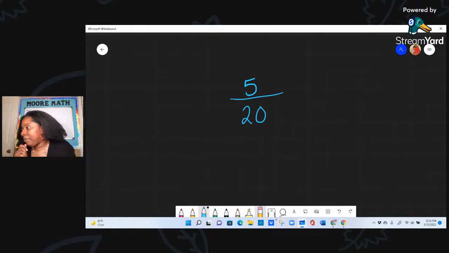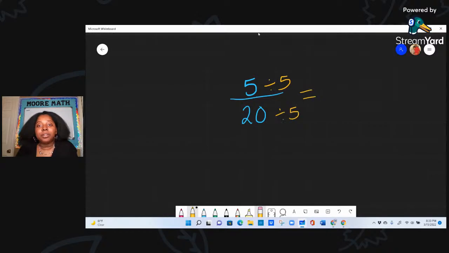Good. I see 5 from Gianna, 5 from Jaquan. I see 5 from a lot of people on TikTok. So let's go with 5. So we divide by 5 and tell me your final answer. Again, you're just going to go straight across. 5 divided by 5, put your answer in the numerator. 20 divided by 5, put your answer in the denominator.